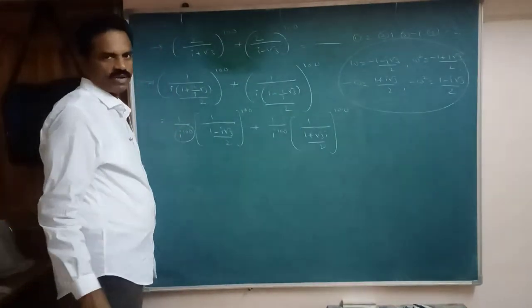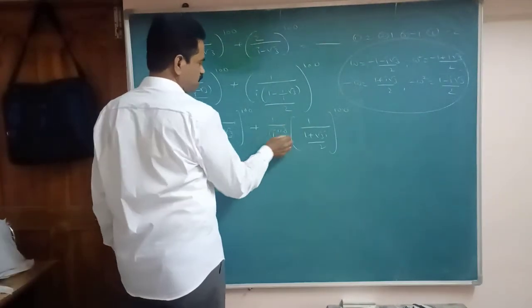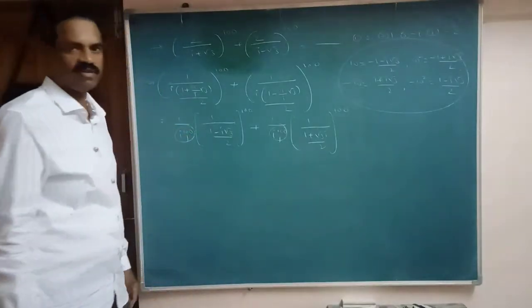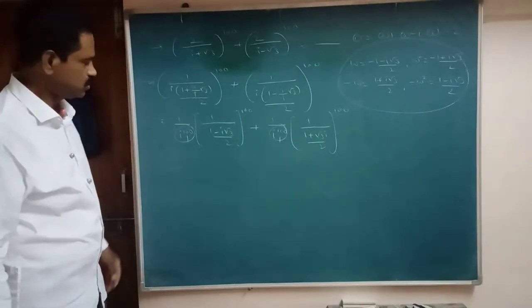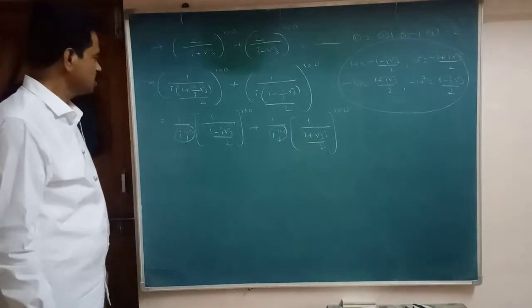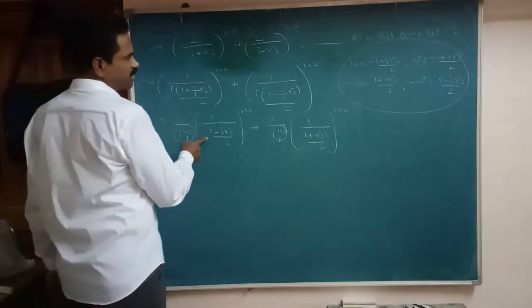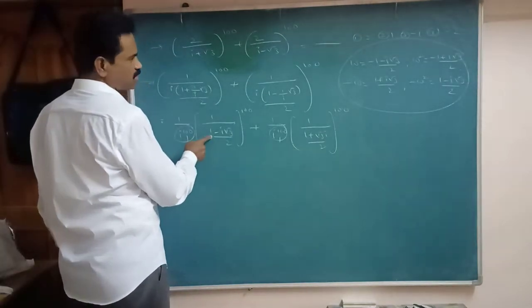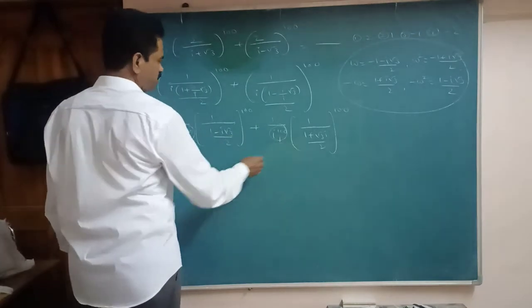Dividing with 4, remainder is 0. Its value is how much here? It is also 1. 100 divided by 4, remainder is 0. So its value is 1. Here what is here? This value is how much here? Minus omega square. Its value is minus omega.